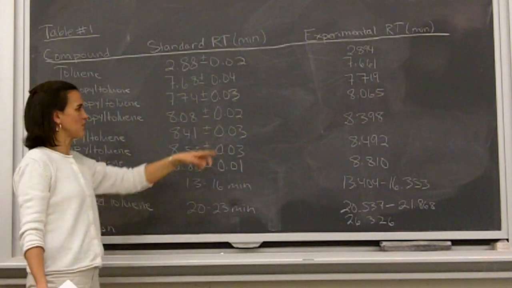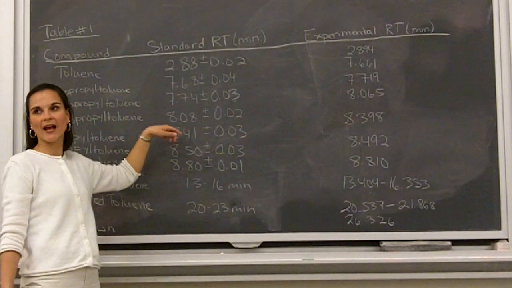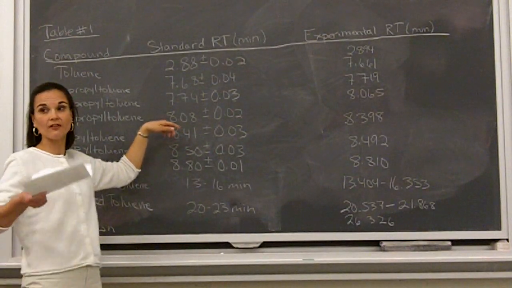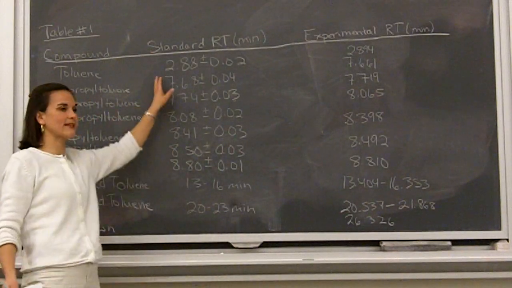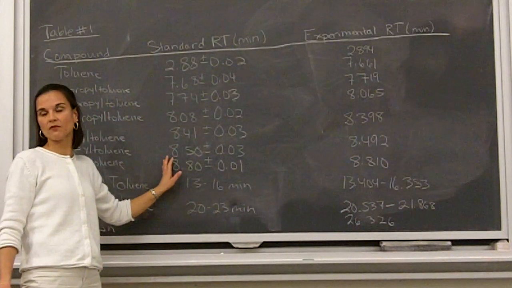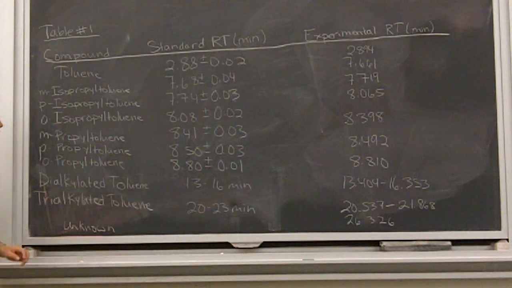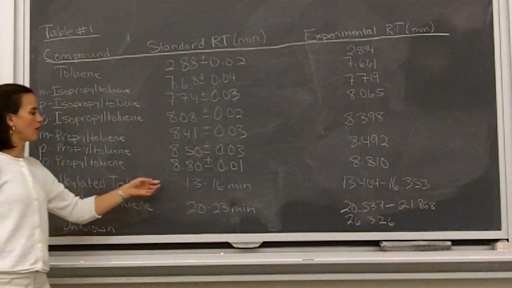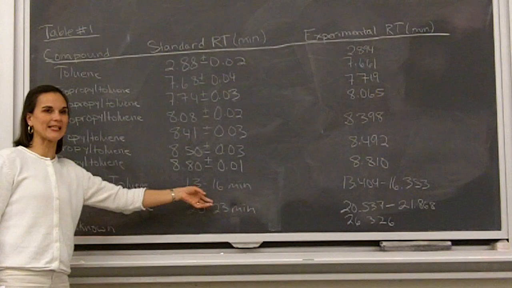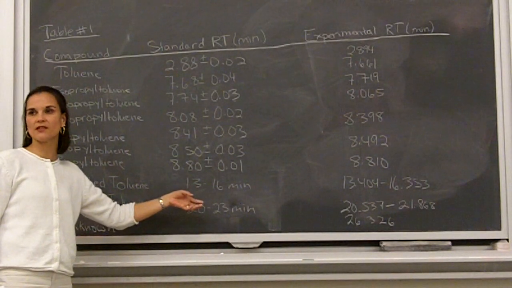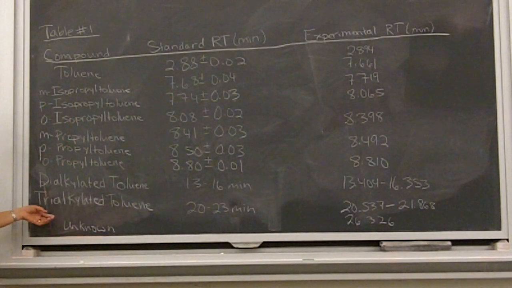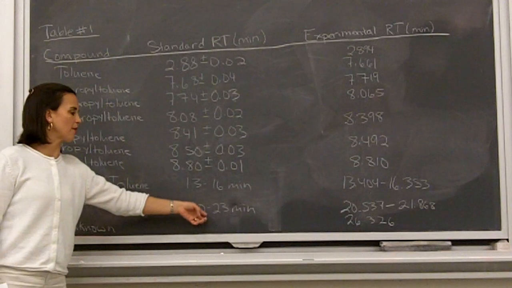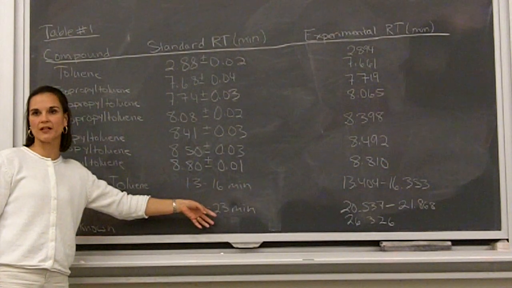Now these standard retention times are probably not exactly what was given to you by your lab prof. They're what fit this data, okay? So don't record these exactly. Take what your lab prof gave you. That's what's going to fit your data. Something that you weren't given is the dialkylated toluenes are usually between about 13 to 16 minutes. So if you have peaks in the 13 to 16 minute range on your data, that's probably dialkylated toluene. And then the trialkylated toluenes are probably 20 to 23, 22, 23 minutes or so, okay?